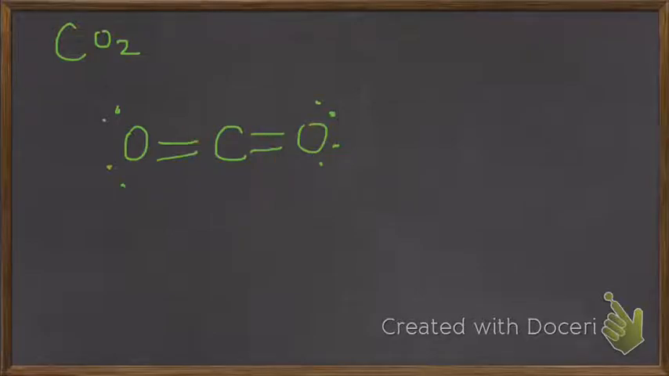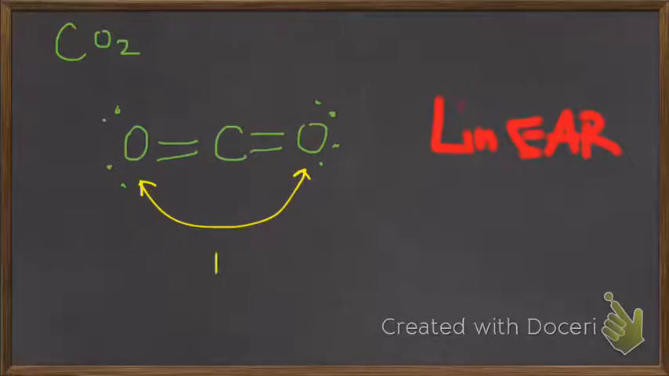So after we've drawn that, let's determine the number of electron domains. So we have one electron domain here, and the second electron domain there. So there's two electron domains, and so that means that this is a linear electron domain geometry. And we can even further state the fact that the angle from here to here is 180 degrees. Okay?